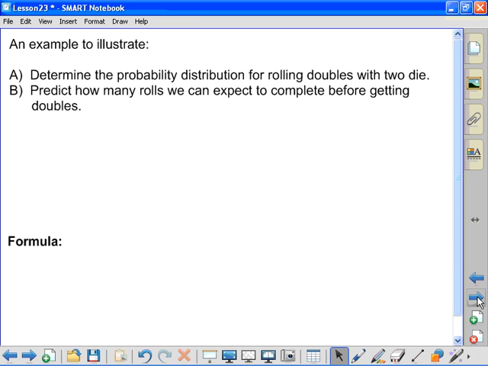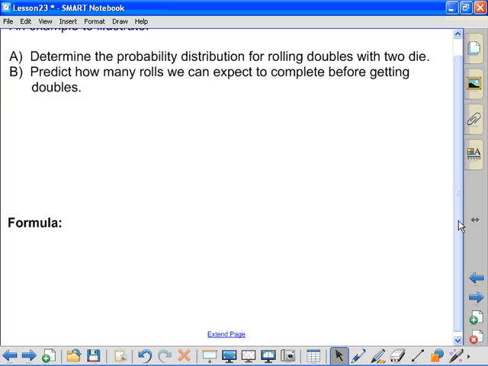All right, so an example to illustrate. Determine the probability distribution for rolling doubles with two dice. All right, so if we create our distribution table here, very, very similar. This is our small x, and this is the probability of that event occurring, so a random variable. The thing you need to remember in that x column is that it is waiting times.